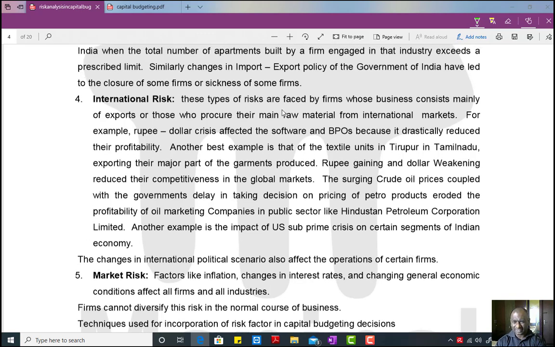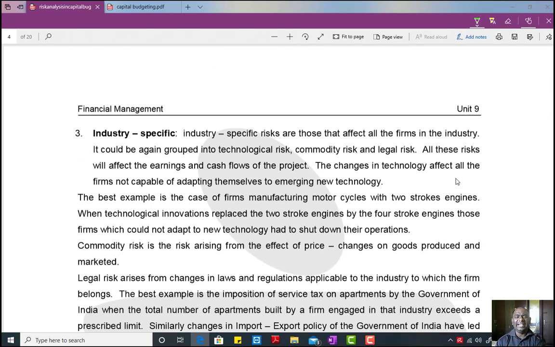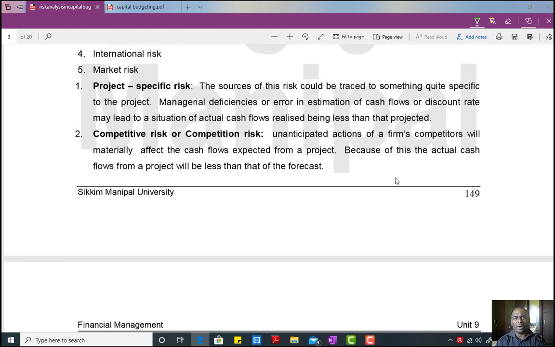International forex risk: we call it a forex decision, some international decision. Because of that change, our cash flow gets affected. We call it international risk. Industry specific risk, as I very clearly told you, is when in that particular industry some law changes, or for example some technology changes, because of which your cash flow will again get affected. Then if a competitor comes out with a new product, because of which your sales get affected, that is called competition risk.